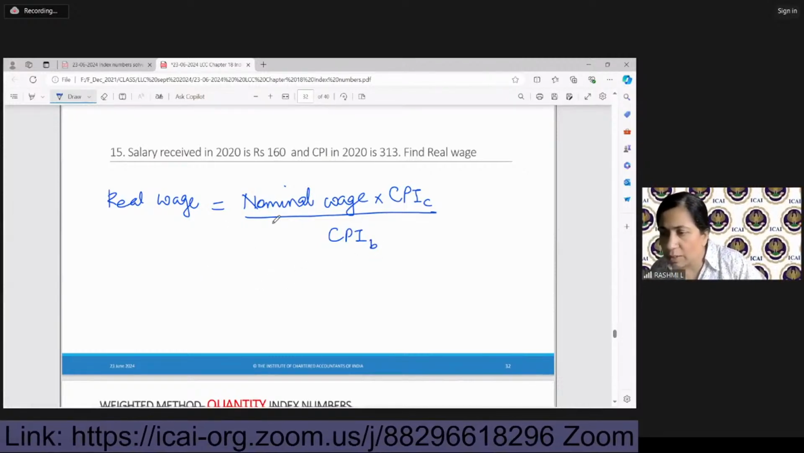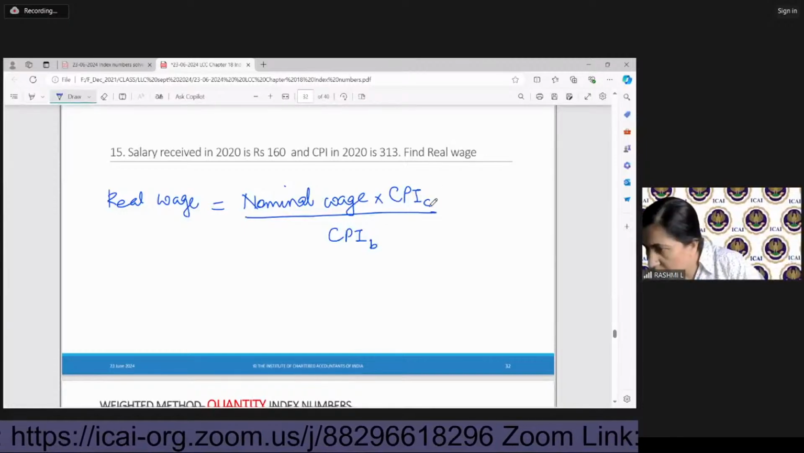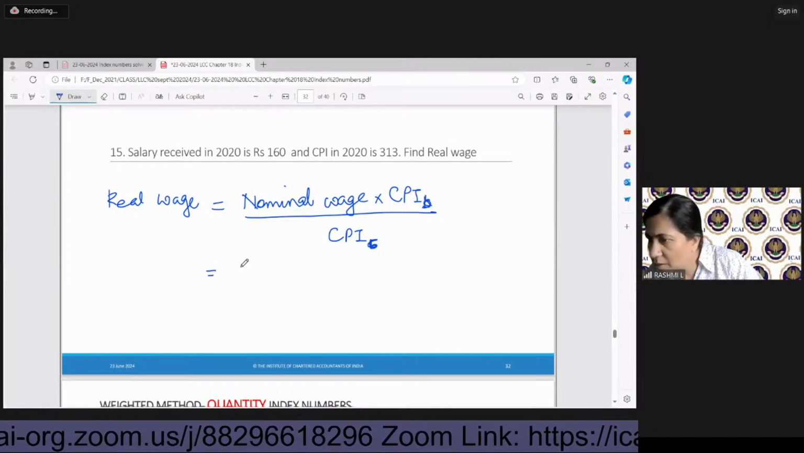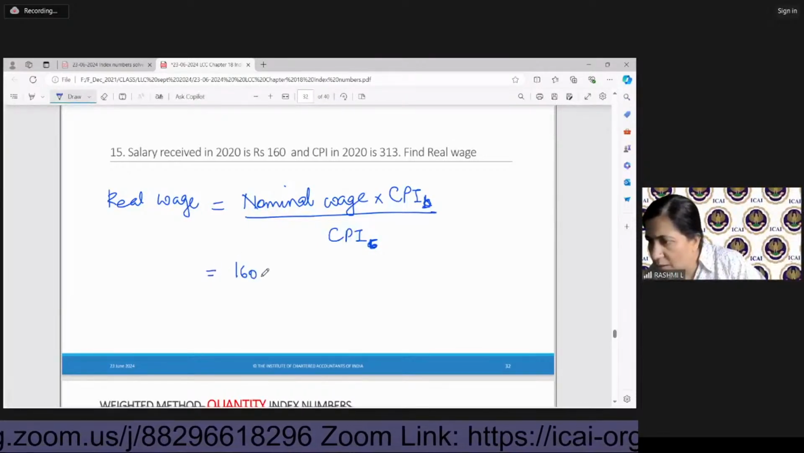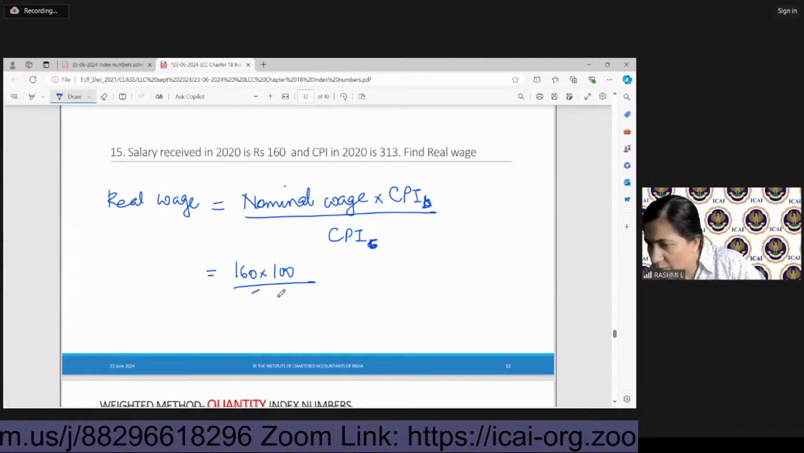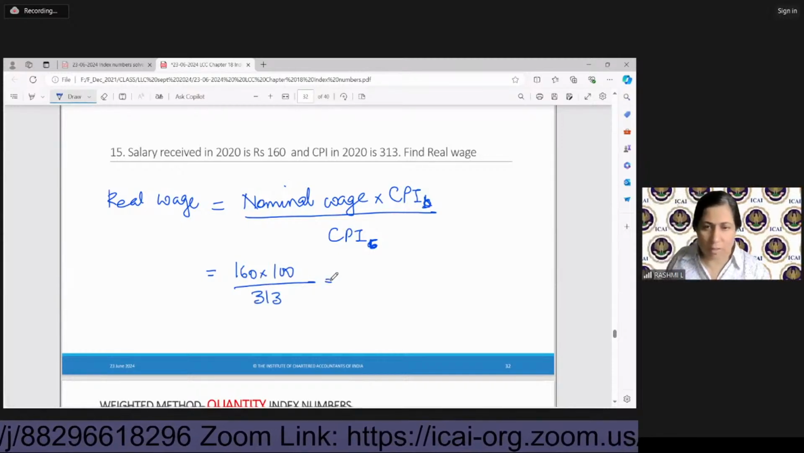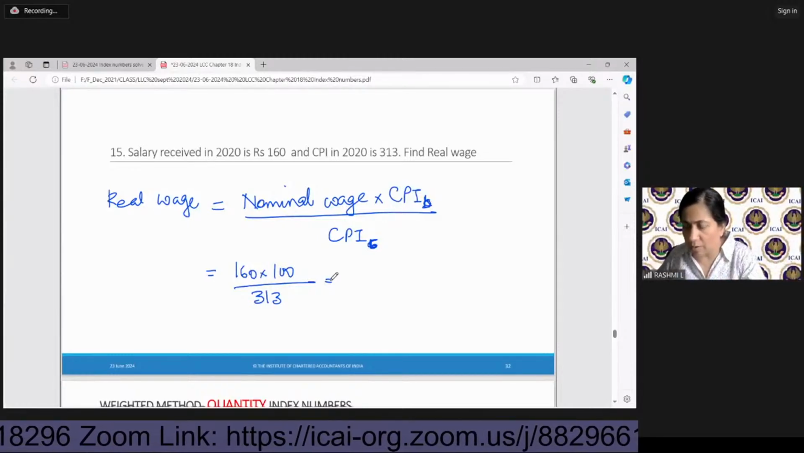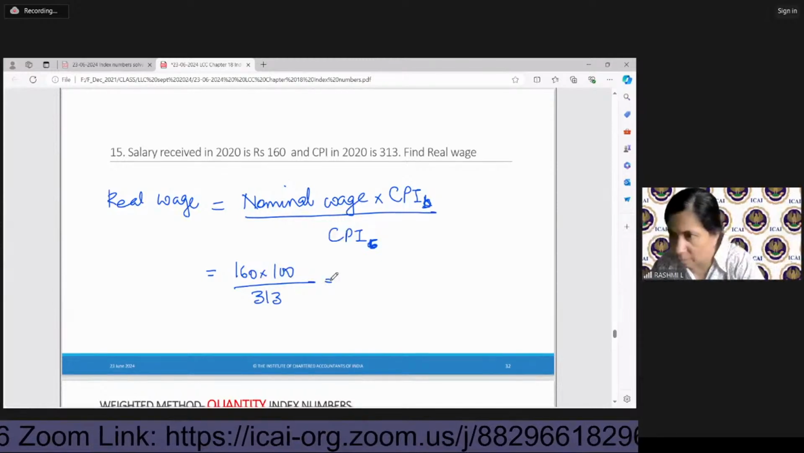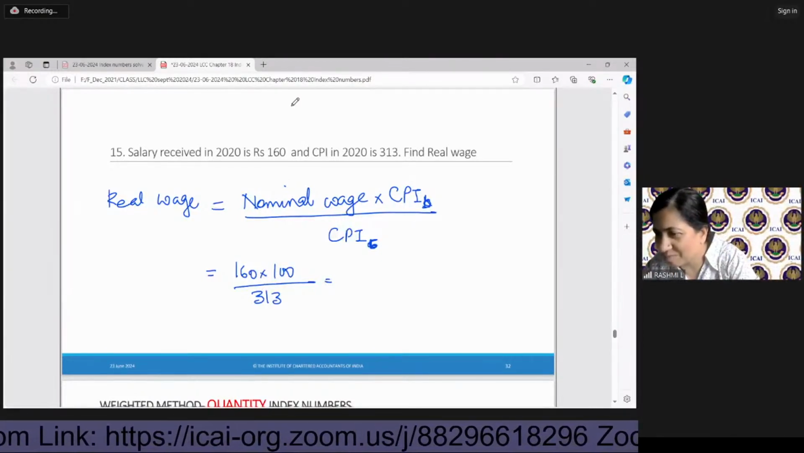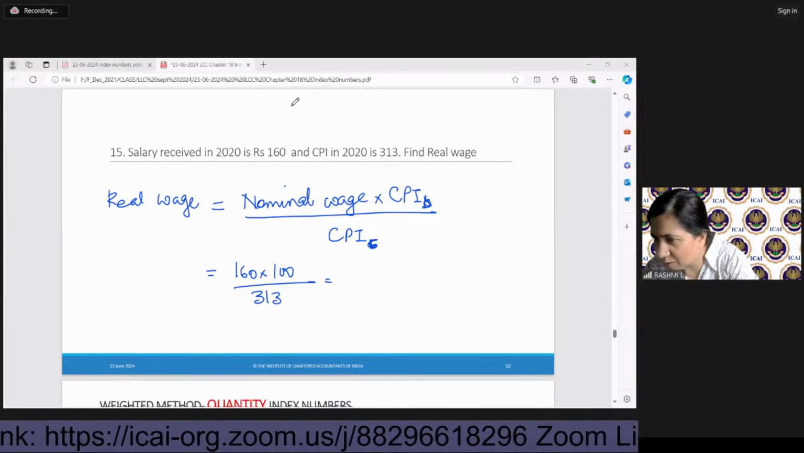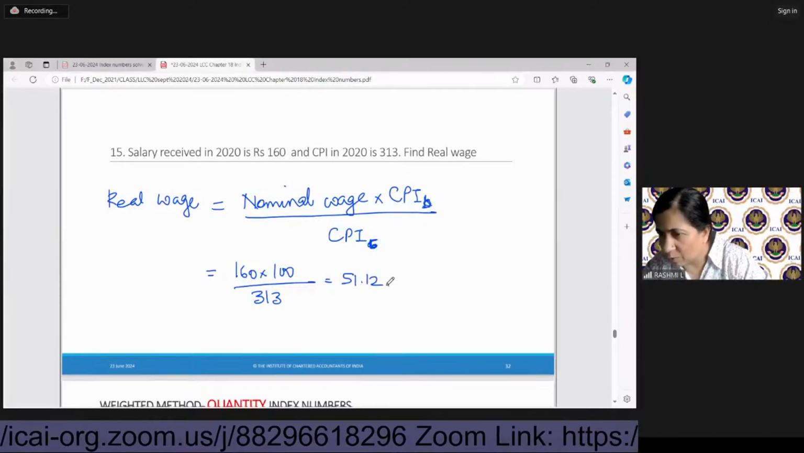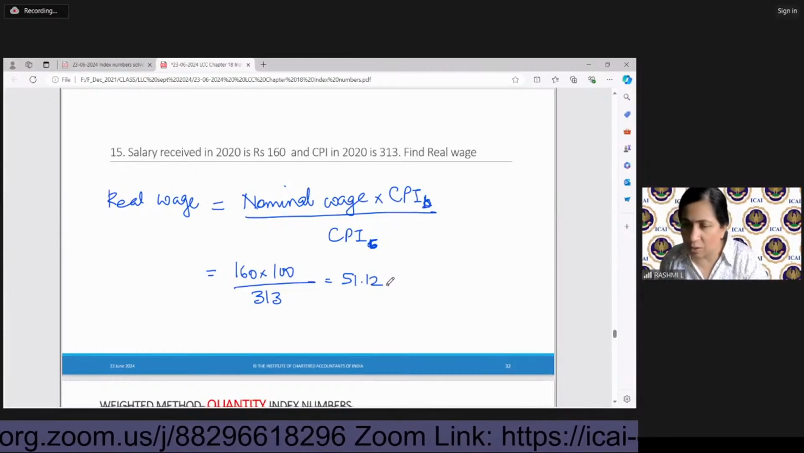No, we are talking of real, na? So real will be base upon current. Okay. So how much is this? It is 160 into 100 upon 313. So how much is this? Yes, Reshma, Khadija, 51.12. So real wages is nearly 50% of the nominal wages.